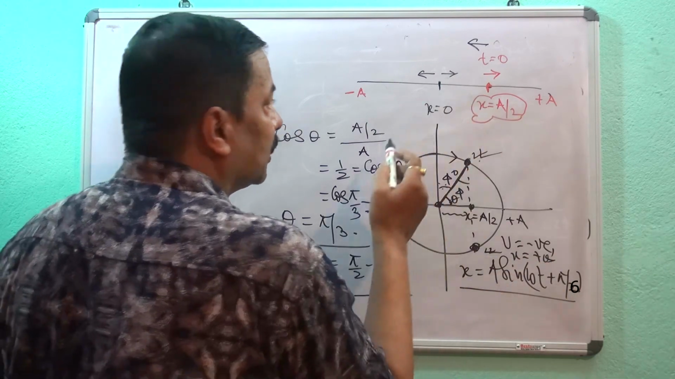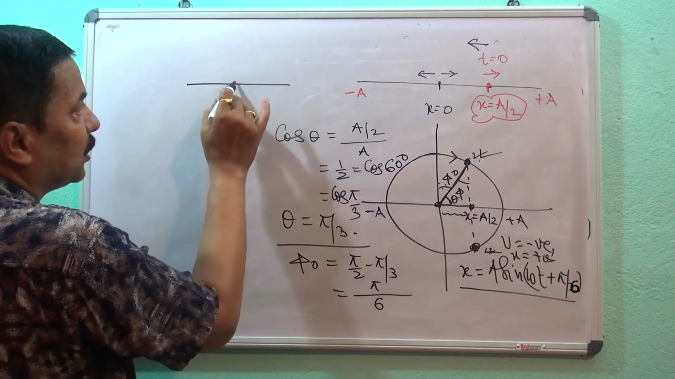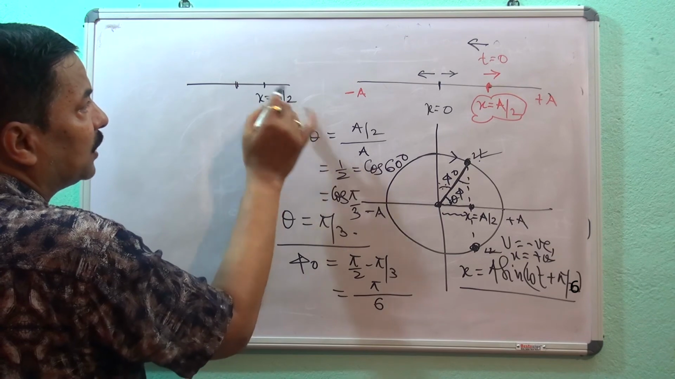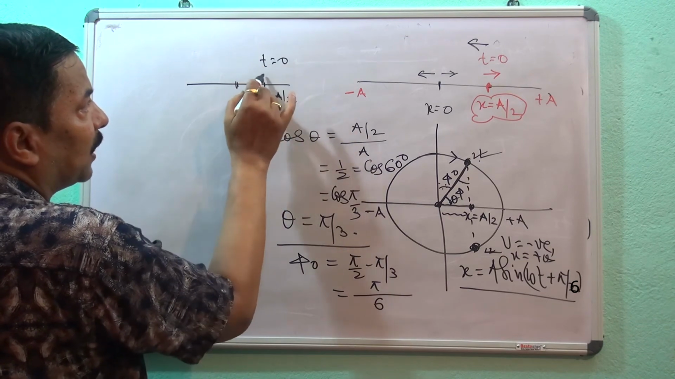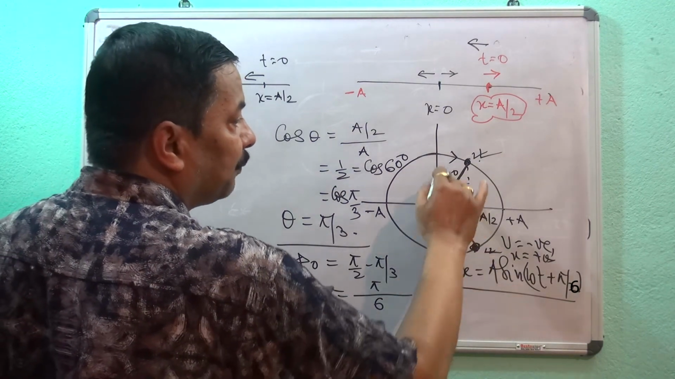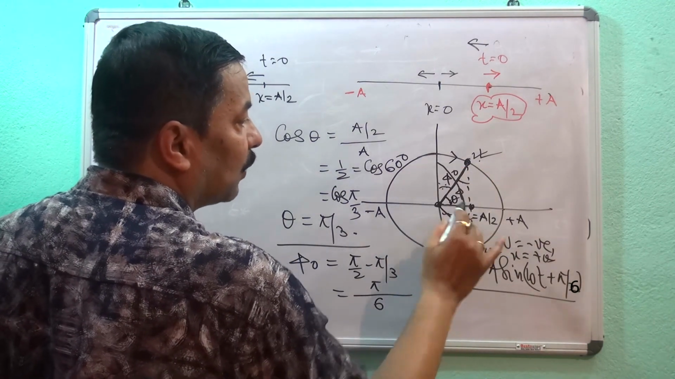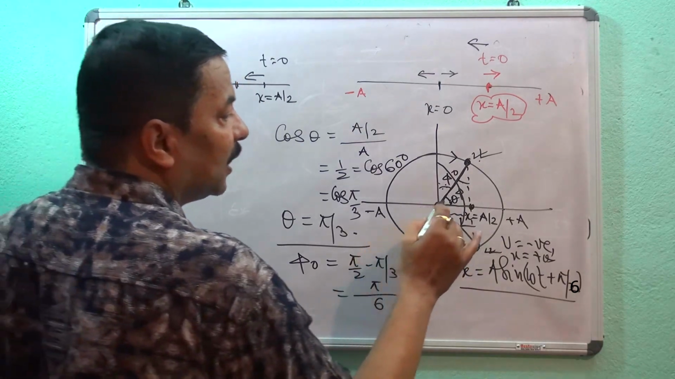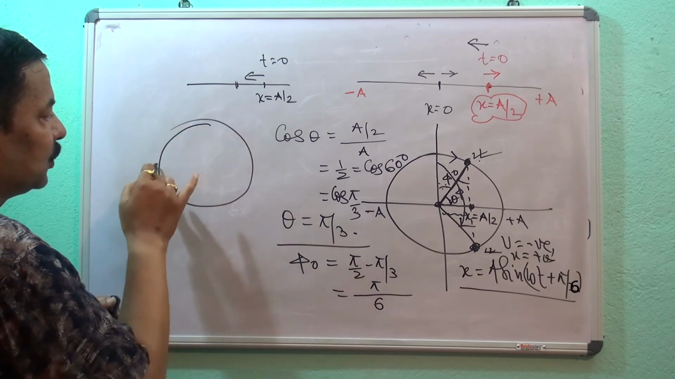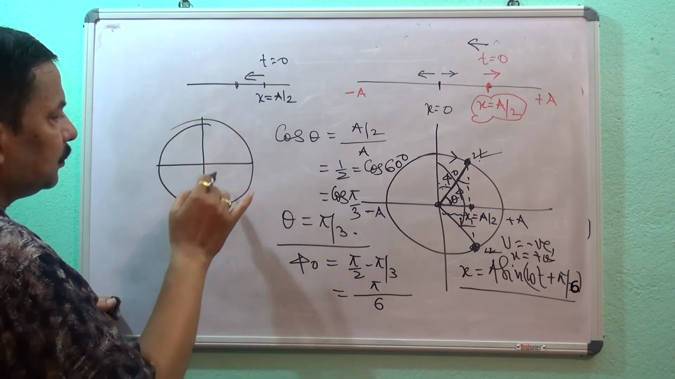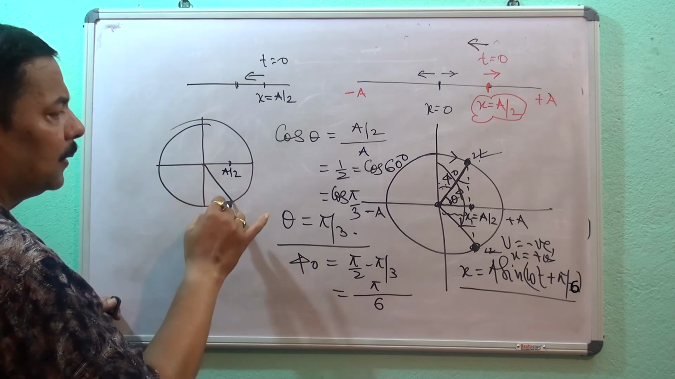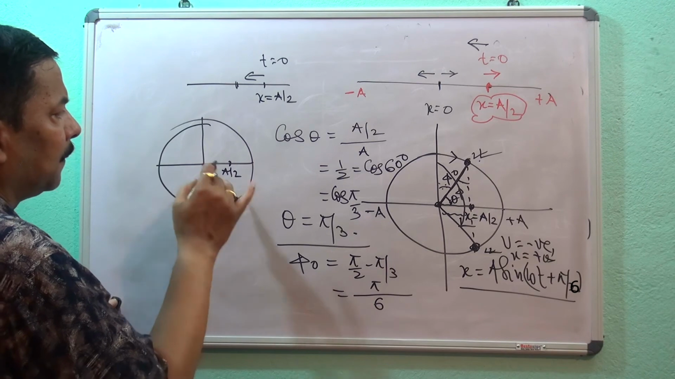So in the second situation, x is equal to a by 2 at t equal to 0, and the particle is moving in this direction, then this position will be there. And when this position is there, this angle you have to take. And what is this angle? Here you see, this is a by 2. Here is the position of the particle.